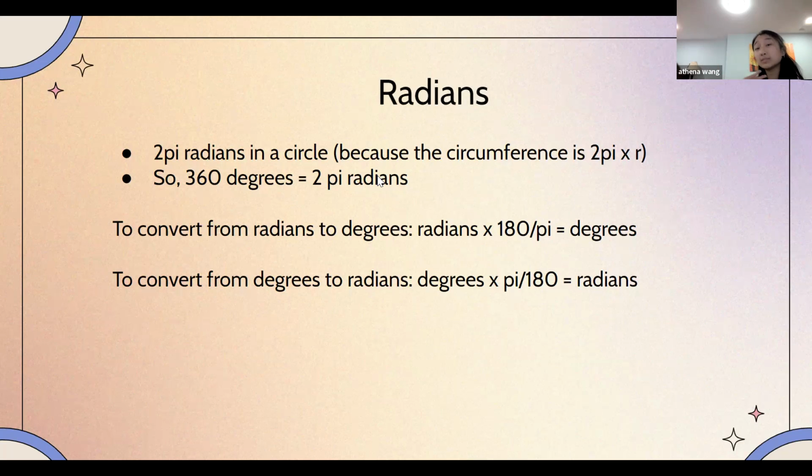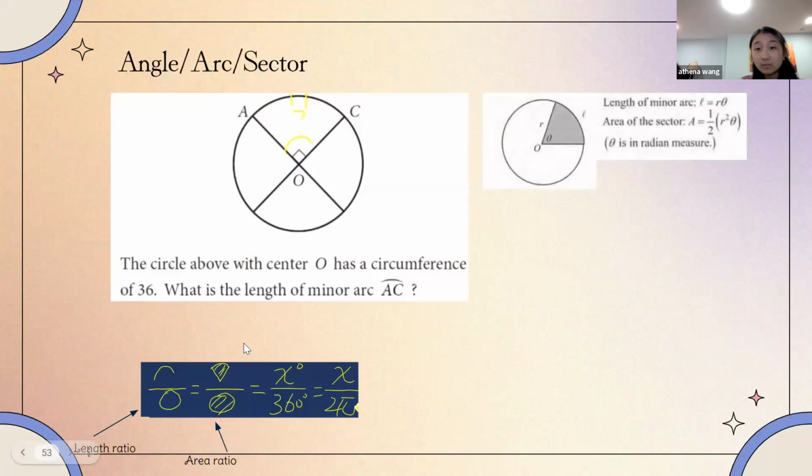To convert from radians to degrees, we have radians times 180 degrees over pi is the number of degrees that you're trying to calculate. This is because 180 degrees is the same as pi. And to convert from degrees to radians, we have the degrees times pi over 180 degrees is the number of radians there are. Okay, so now we have angles and arcs and sectors.